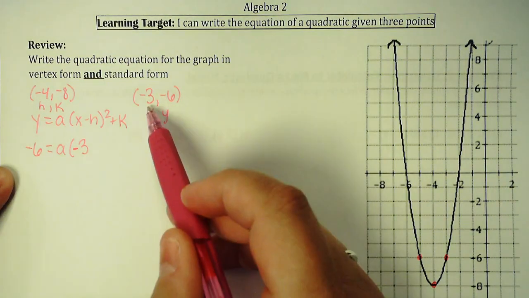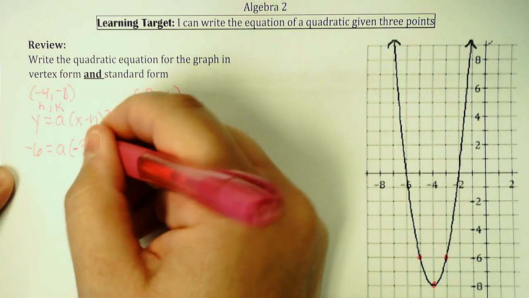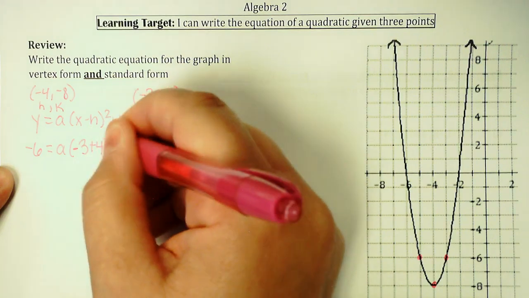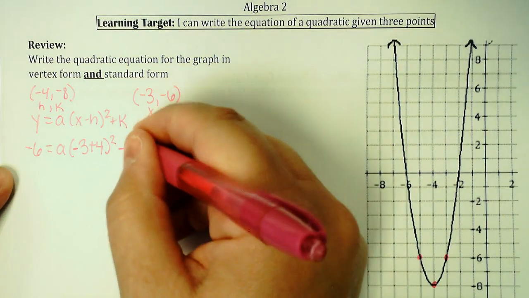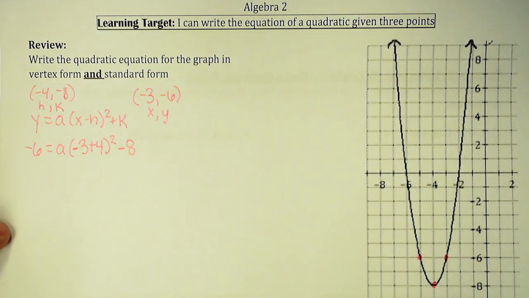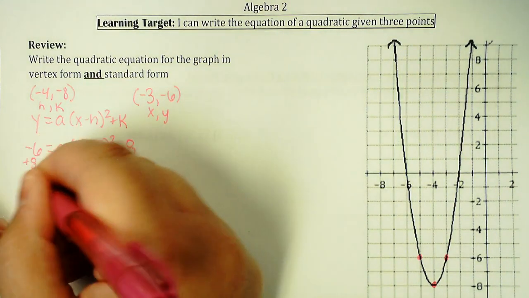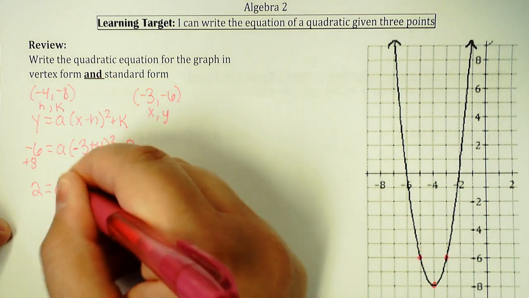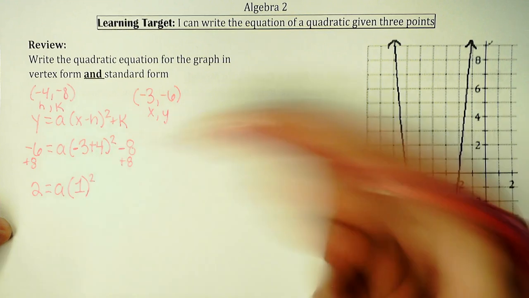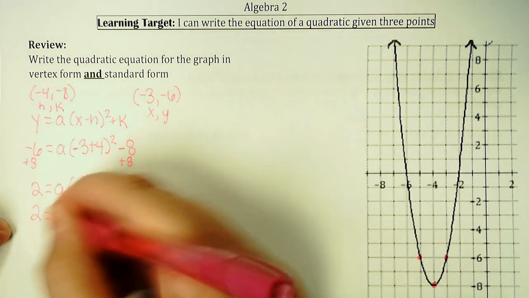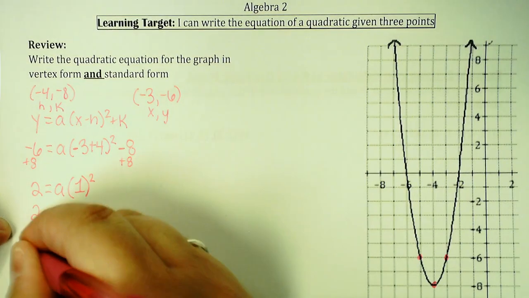In for x, I'm going to put the x coordinate of the point. And then in for h, this is going to be minus a negative, so it's going to look like +4. h is the x coordinate of the vertex, k is the y coordinate of the vertex, so make sure you're plugging those in correctly. Now, I'm just going to add 8 to the other side here. And -3 plus 4 is actually just 1. And if we square 1, we end up with 1 times a is equal to 2, so the a value is 2.